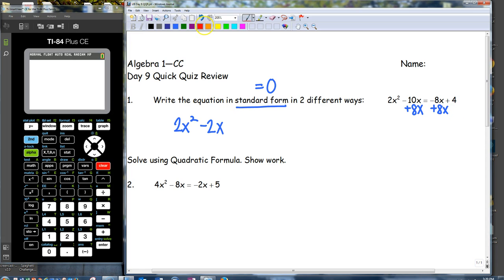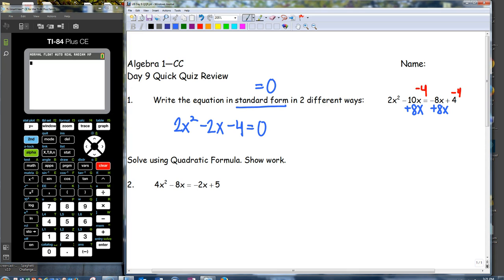And then I'm also going to subtract my 4 over. That will give me now a negative 4 equals 0 because I moved everything from that one side. So this is the standard form that most of you are going to get. However, this problem does say that we need two different standard forms.